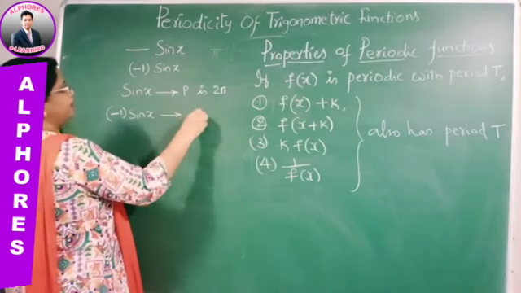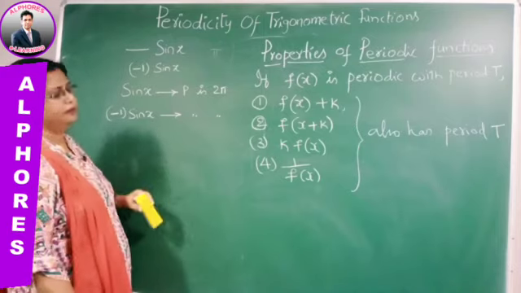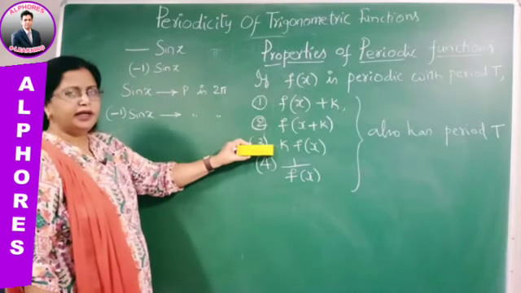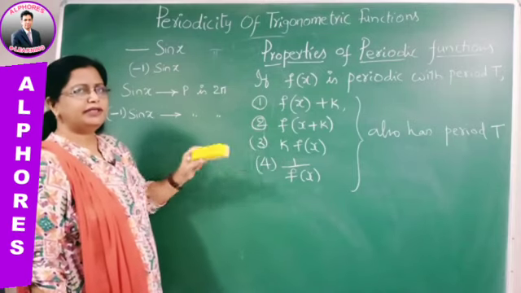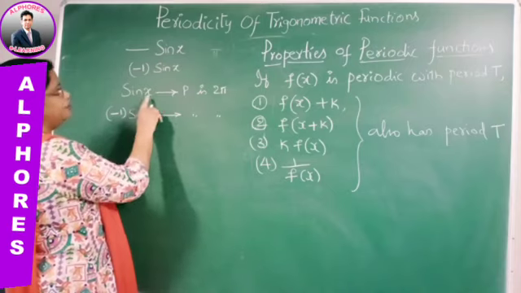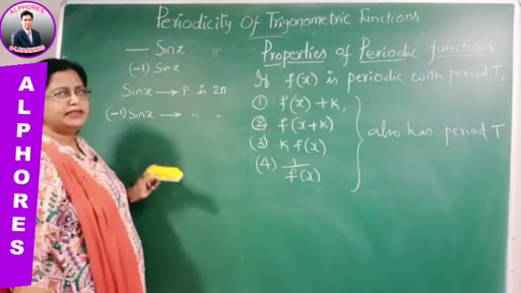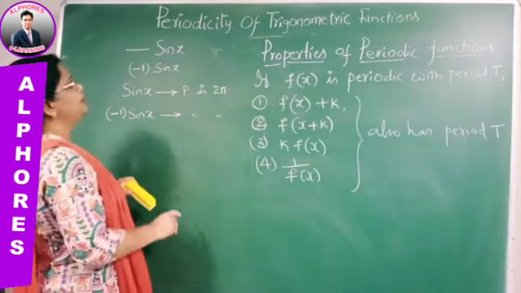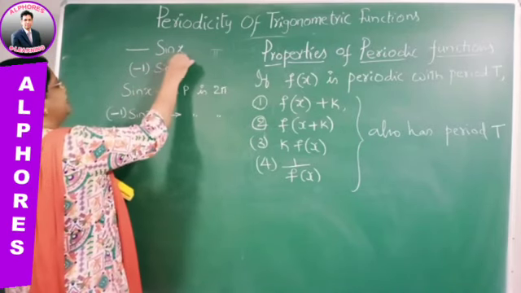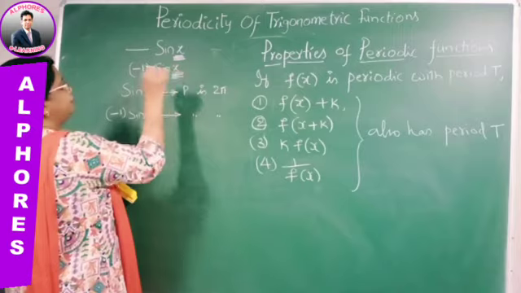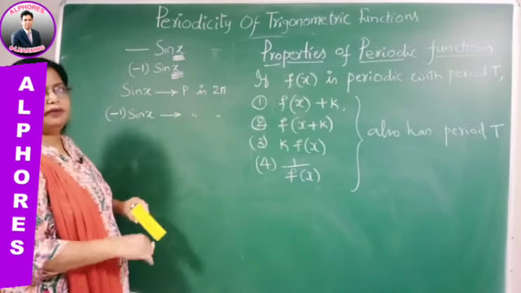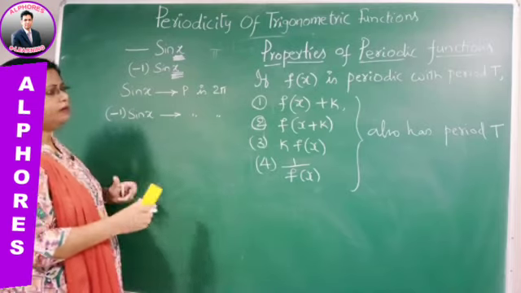Then also what is period here? 2 pi. Because when period of f(x) is T, then period of k times f(x) also how much? It is T itself. Hence here period of sin x is 2 pi, then period of minus sin x also here 2 pi. So you should concentrate every time whether there is any change in this x value. As long as there is no change in x value, simply you can say the same kind of period.